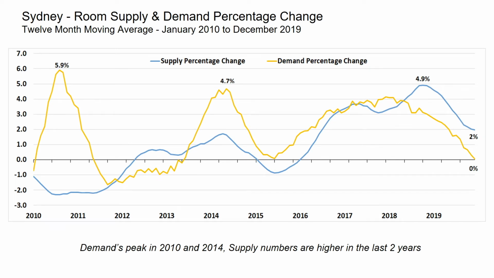Taking a closer look at the room supply and demand percentage change for Sydney, you can see that the demand is peaking in 2010 and 2014. Both after those peaking points, it decreases. For the supply numbers, it keeps on increasing, but is the highest in the last 2 years.